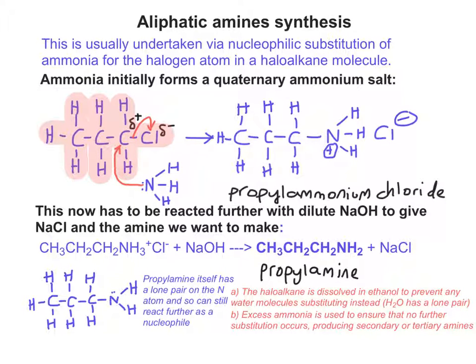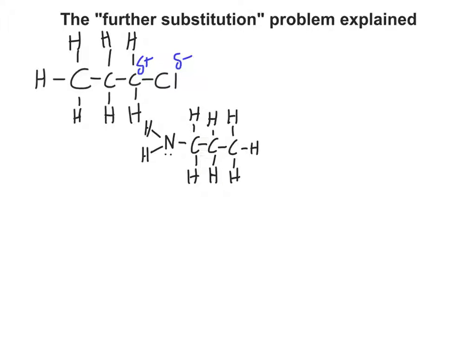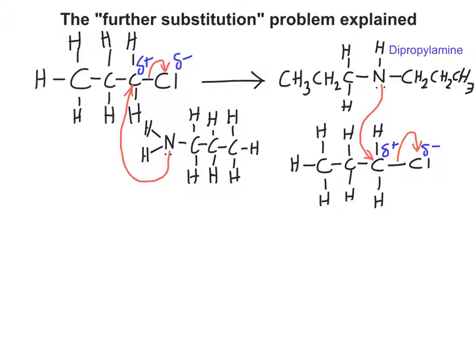So ammonia is the main nucleophile that's available. To prevent water acting as a nucleophile, because don't forget the oxygen in water has two lone pairs, we dissolve the haloalkane in ethanol instead. So if we take our chloropropane molecule, but imagine that we've now already made some propylamine. The propylamine itself can go back and react with chloropropane. So this is called dipropylamine. And this still has a lone pair on the nitrogen, which can go on to substitute again.